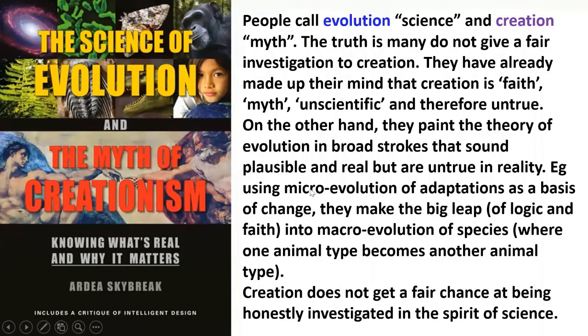Adaptation, right? Micro is very small. It's just adaptation to the conditions or to certain factors as a basis of change, but they use that and make a big leap of logic and faith into macro evolution of species, where they say one animal type becomes another animal type. So they are very deceptive because all the small changes, let's say in mammals, they will tell you the mammal evolved into some other kind of animal, not a mammal anymore.